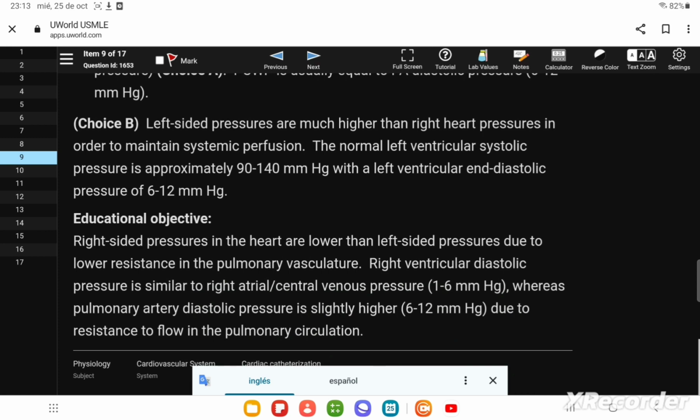Right-sided pressures in the heart are lower than left-sided pressures due to lower resistance in the pulmonary vasculature. Right ventricle diastolic pressure is similar to right atrial and central venous pressure, 1 to 6, whereas pulmonary artery diastolic pressure is slightly higher, 6 to 12, due to resistance of flow into the pulmonary circulation.